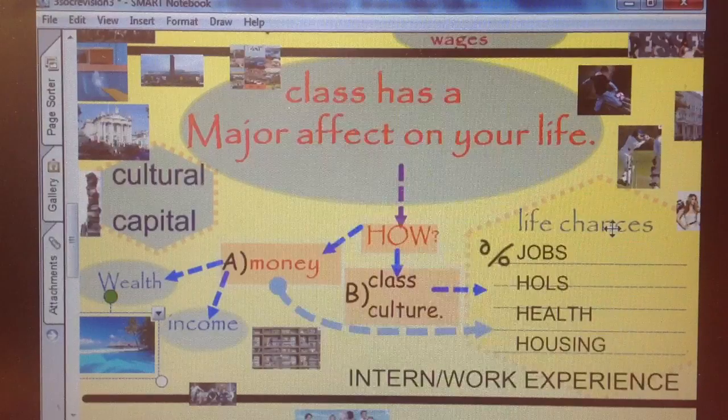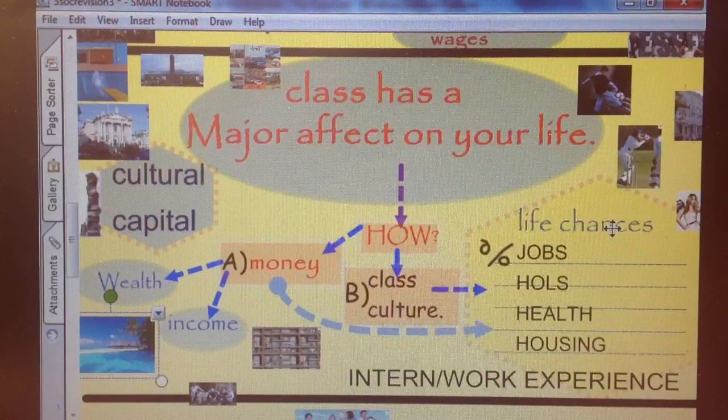Your life chances: your chance of getting what you want from life, your chance of avoiding what you don't. Through things like work experience, the middle class get the best jobs. You talked about this before, we'll talk about it more in class.